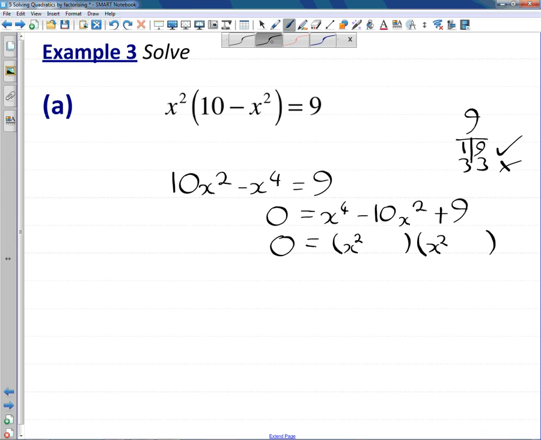So let's try slotting in 1 and 9. And this is telling me that the signs have to be the same, but then this is telling me that they actually have to be the same and negative. So let's just check that.